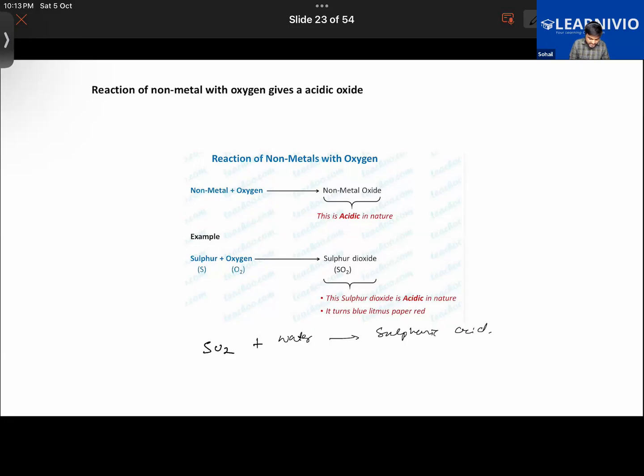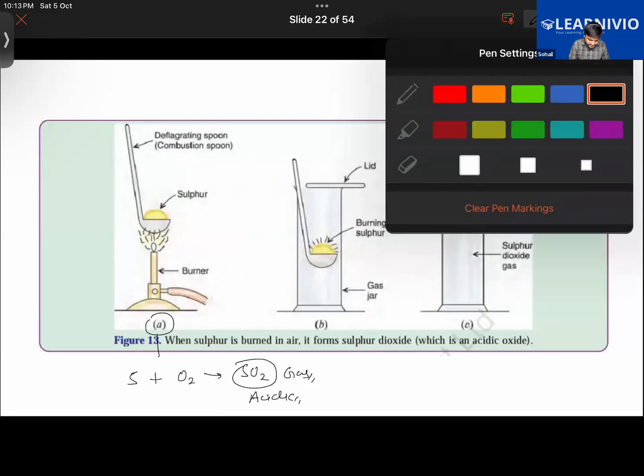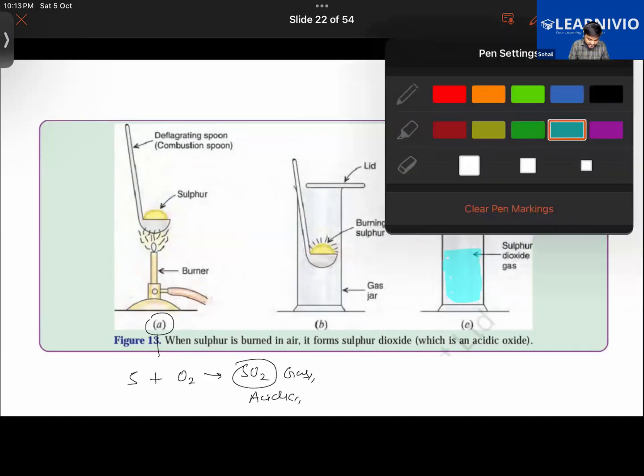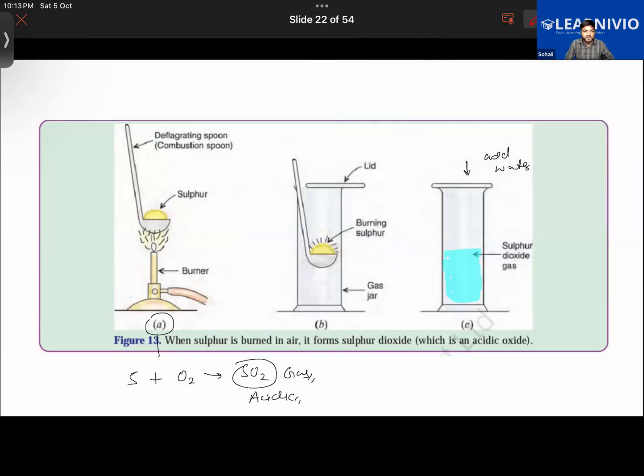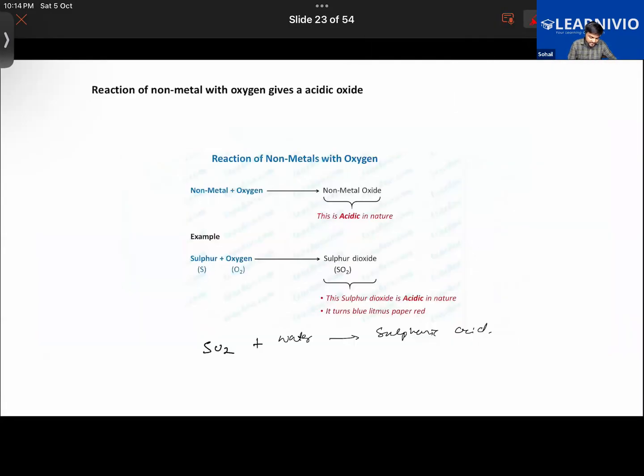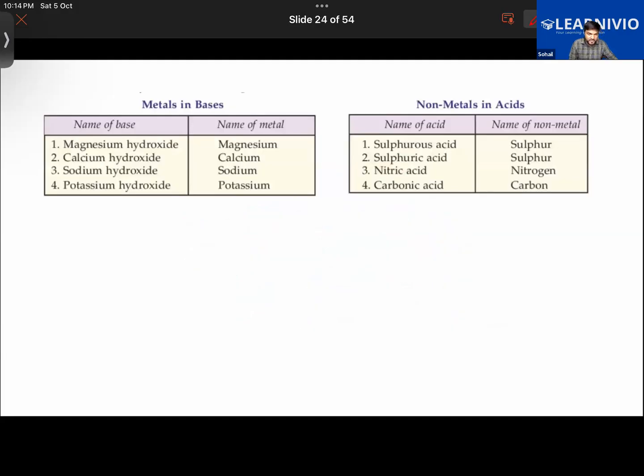Now we have added water in this, and when we do the litmus test, what litmus paper are you going to use? Tell me again. For acids, blue litmus paper. Exactly. So when you dip the blue litmus paper in it, the color of the blue litmus will change to red, indicating that it's acidic. So thereby we conclude that non-metals react with oxygen to give an acidic oxide. That is one thing.